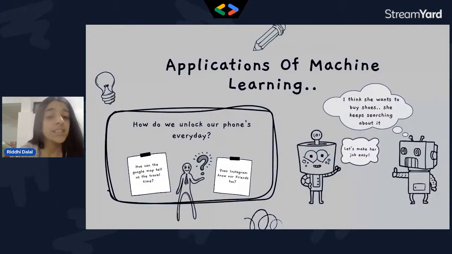Now, as you have seen the applications of machine learning, this vast field also has a lot of careers in it. So let us know more about it from Sai.